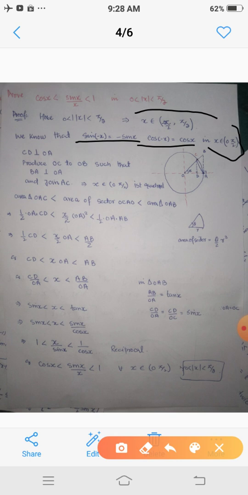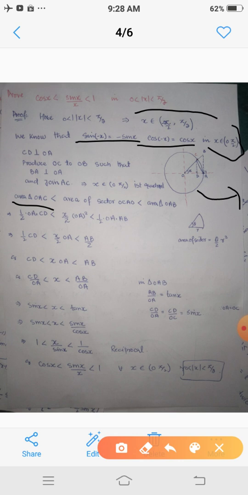Now if we consider the point A, here we have a circle with center at the origin, and A is a point on the circle and C is another point on this circle. Now when we join these, we get a triangle OCA. Now from C, draw a perpendicular CD on OA, and produce OC to OB. And from B, draw a perpendicular BA on OA. So clearly we have a triangle OCA, we have the sector OCAO, and we have another, bigger triangle OBA. Now the area of this smaller triangle OCA is less than the area of the sector OCAO, which is less than the area of triangle OAB.